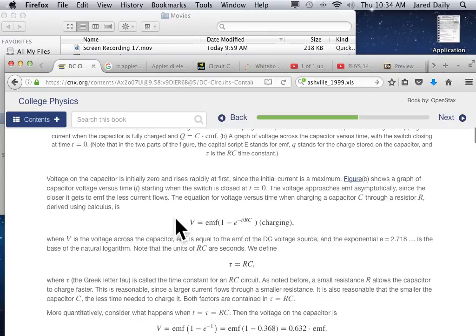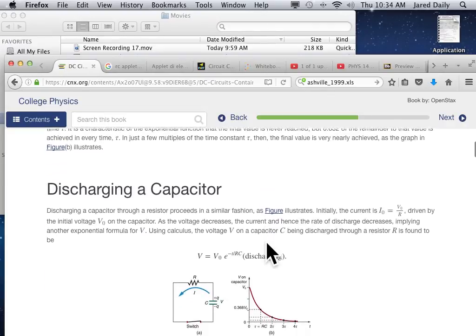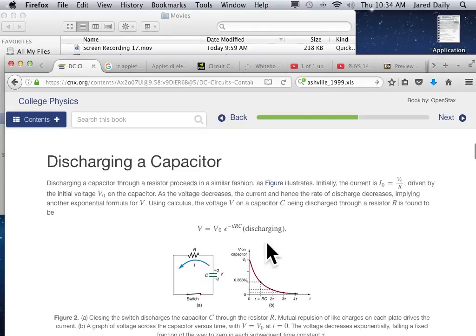This equation turns out to be quite important. This is the charging equation for a capacitor when it's connected with a resistor. If it's connected with a resistor and you're discharging the capacitor, it's a different thing. So let's go back to our applet and take a look.